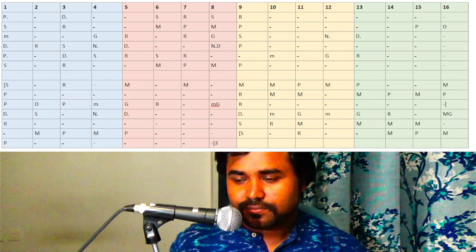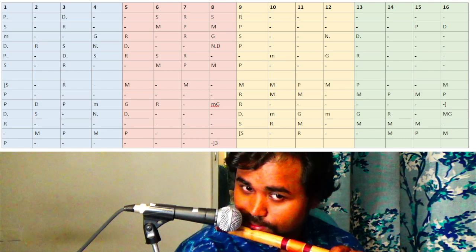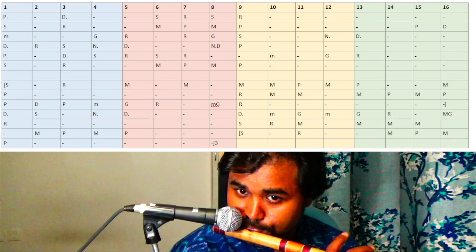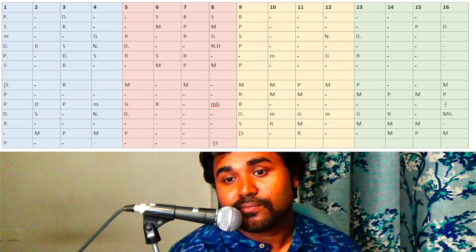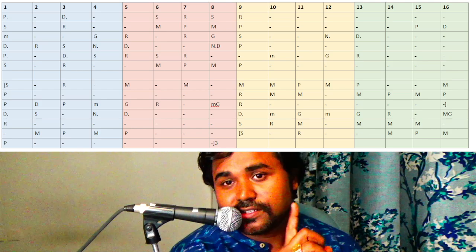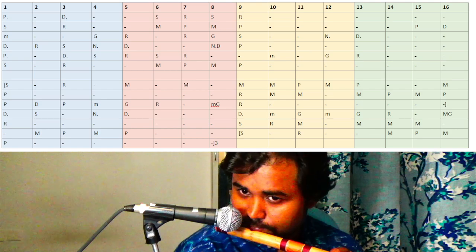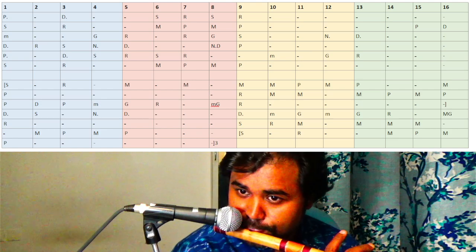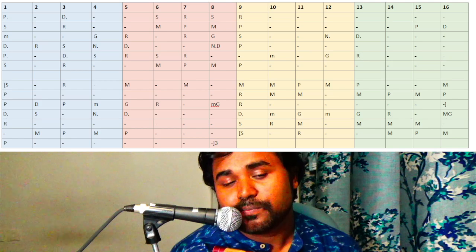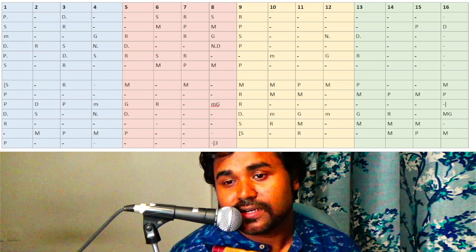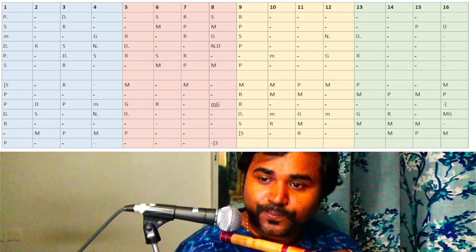Coming to the next verse. Sa 1 Re 1 Ma 1 Ma 1 Ma Pa 1 2 Ma Pa 1 2 3 1 2 3 4. These all are Tivra Madhyam. Re Ma Pa Dha Pa Ma Ga Re 1 Ma Ga Re 1 2 3 1 2 3 4. So that will repeat.